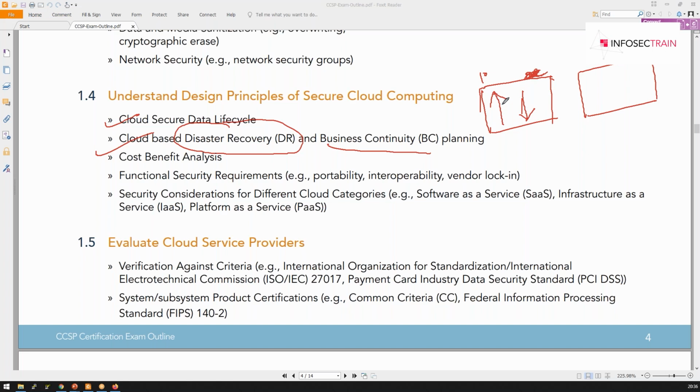So business continuity is all about ensuring that my business will continue even in case of a disaster. And DR means how I can recover my infrastructure which is struck by a disaster back to operation. Okay, this is something which you have to understand.